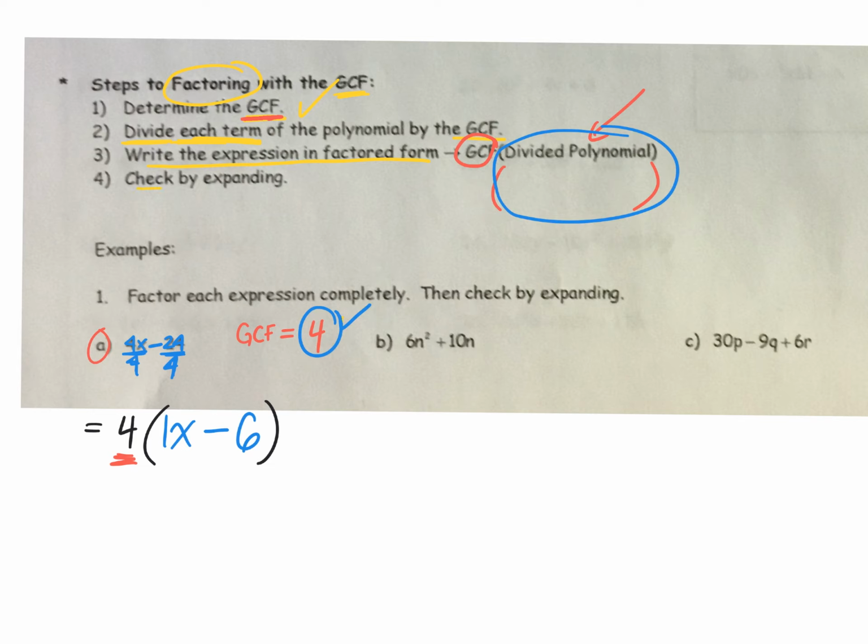I can check now. Check your answer by expanding it. Is it true that 4 times 1x minus 6 is equal to the original question, 4x minus 24? Is that true? What's 4 times x?